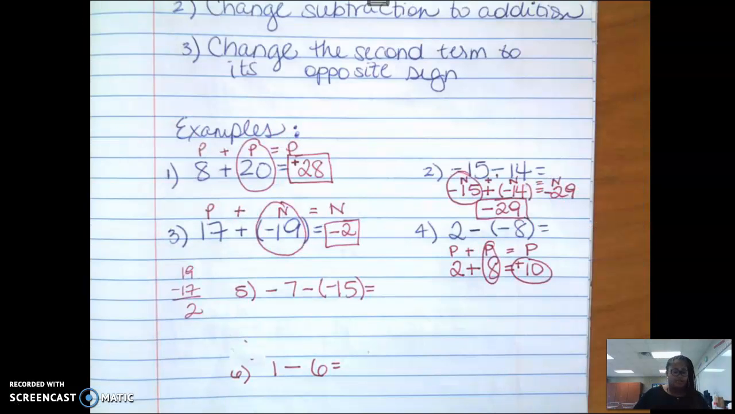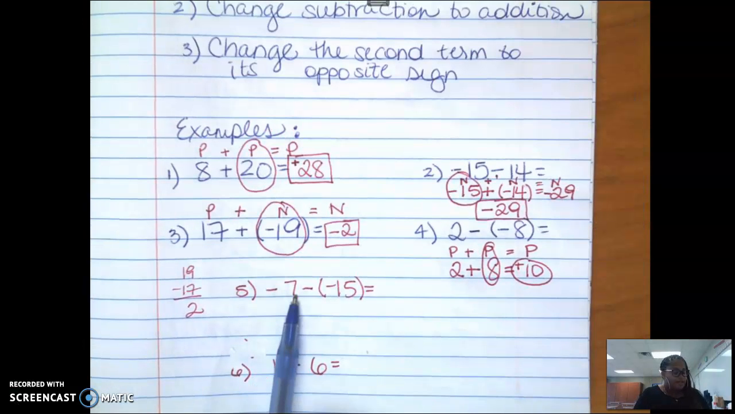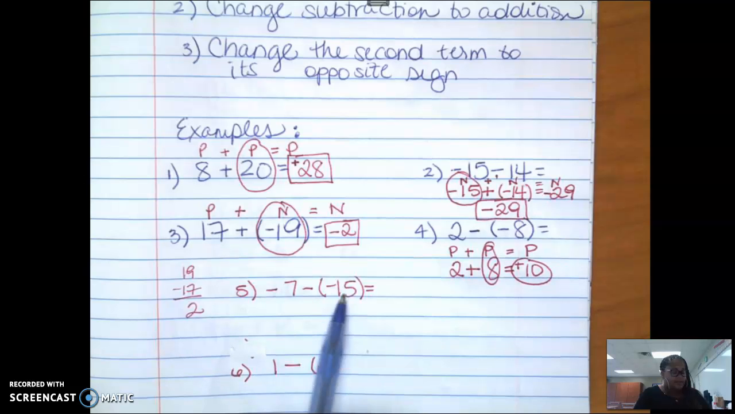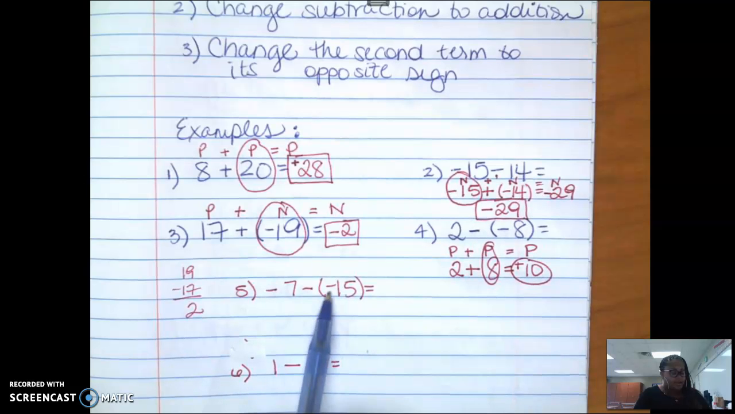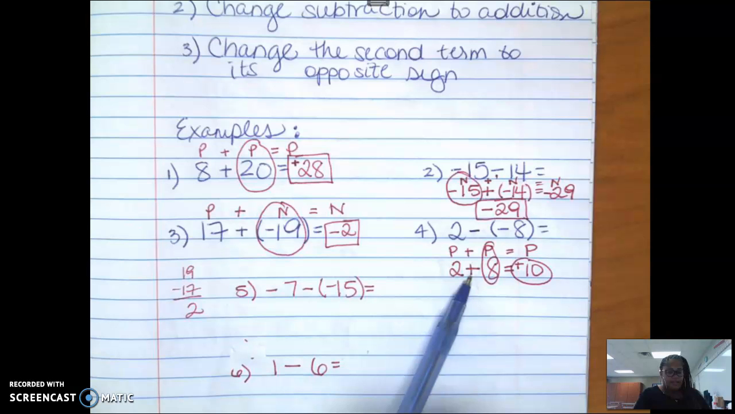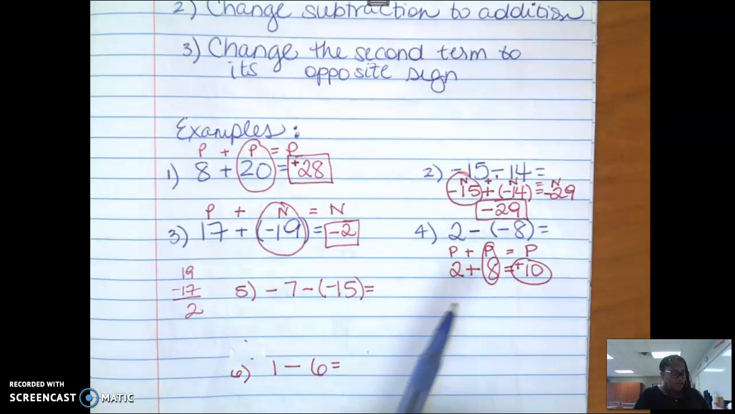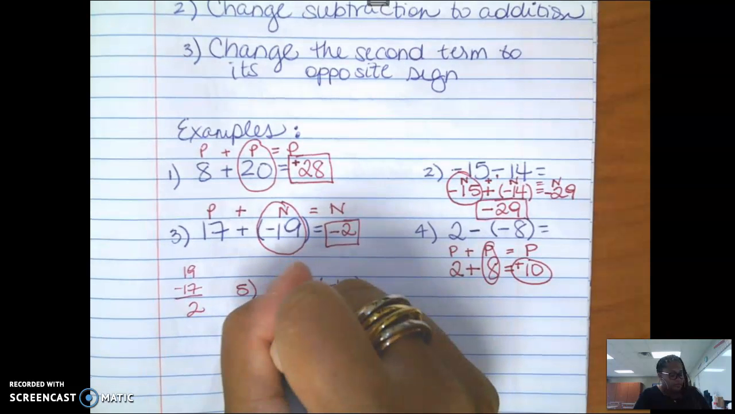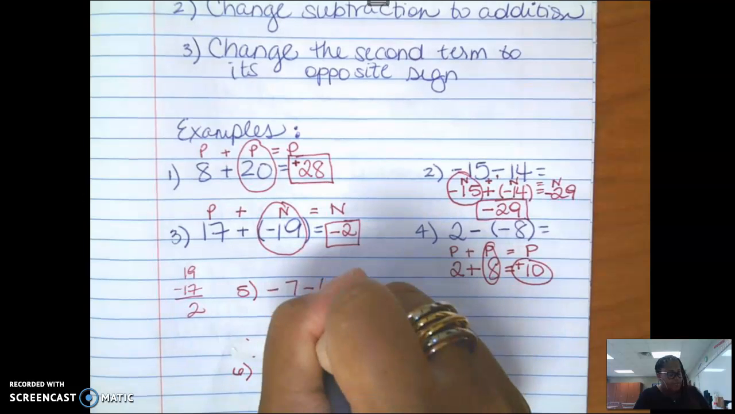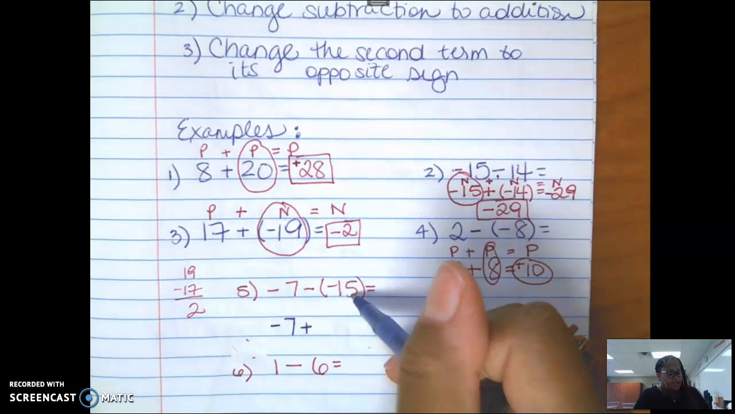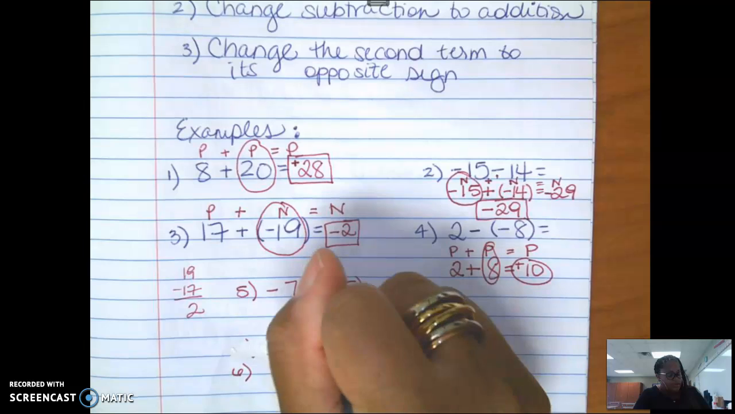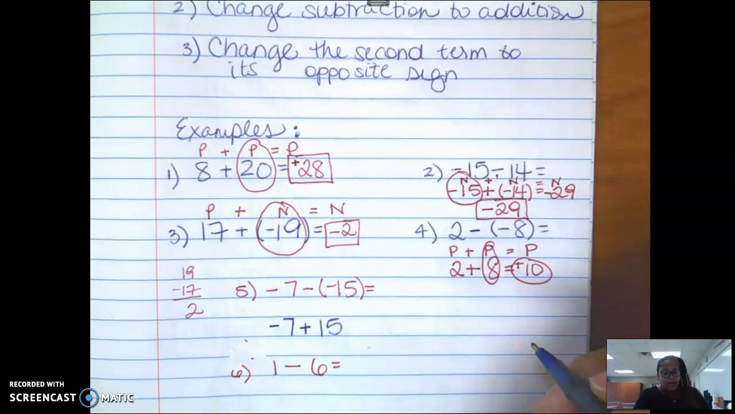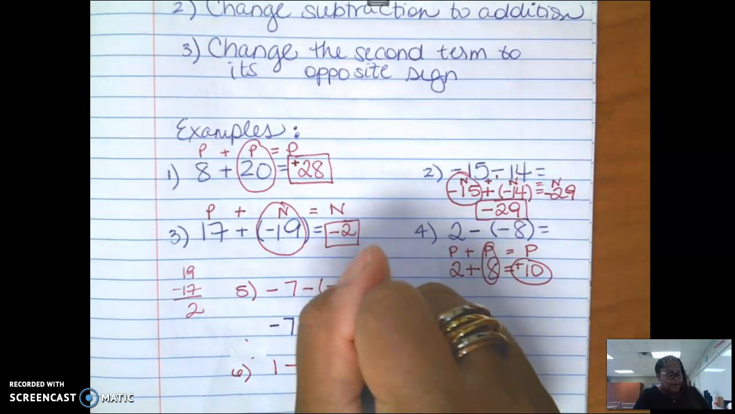All right, last two. So negative 7 minus negative 15. Remember, these two negatives need to become a positive, just like this guy did over here. So I'm going to keep the first term, change the sign, and change this to the opposite sign, which is a positive 15. Now I'm going to apply my labels.